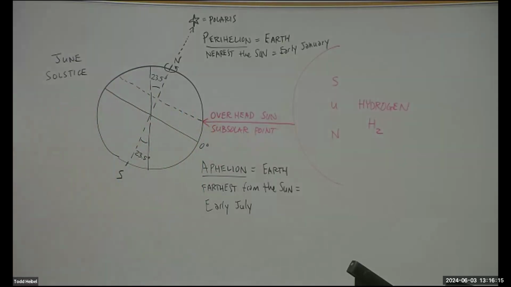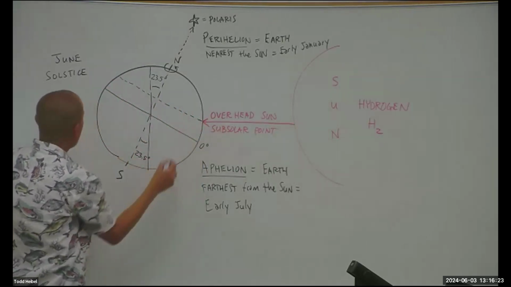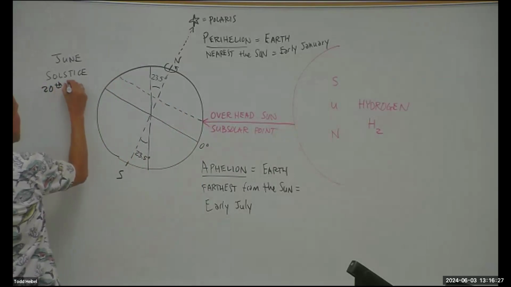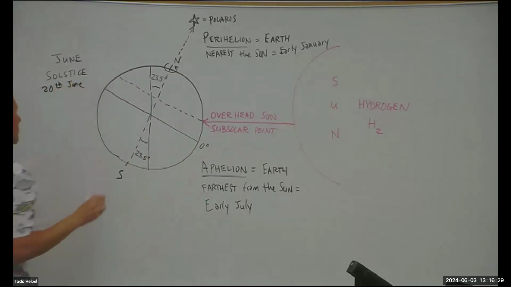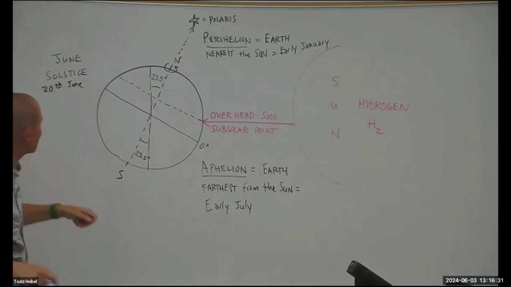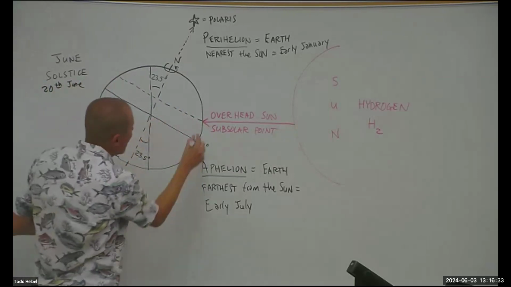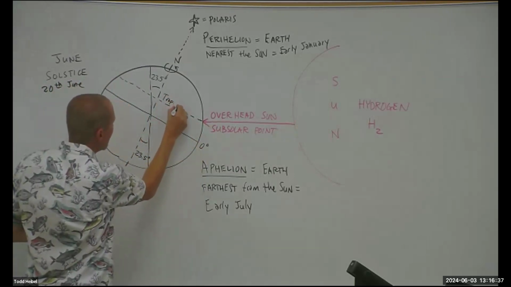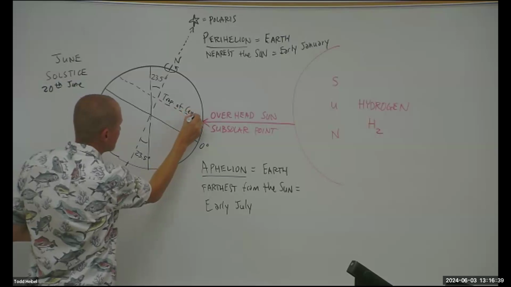It's going to be one of our tropics. I love it. The overhead sun at the June solstice, which I think this year is going to be on the 20th of June, right? We're getting close, right? That is going to be over the Tropic of Cancer, right?